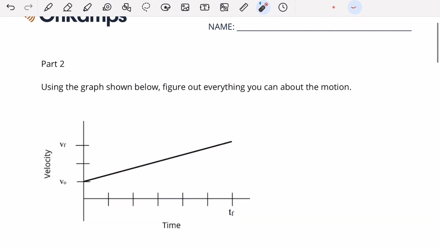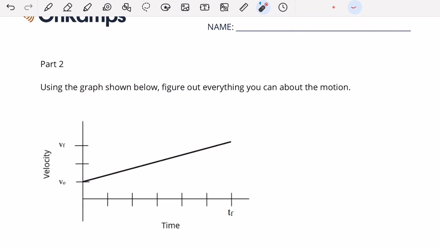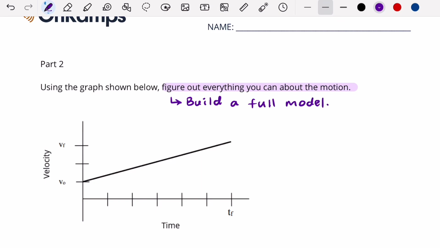We have, using the graph shown below, figure out everything you can about the motion. When you see this sentence, what they are saying is they want you to develop a full model. So let's take a look at this graph.